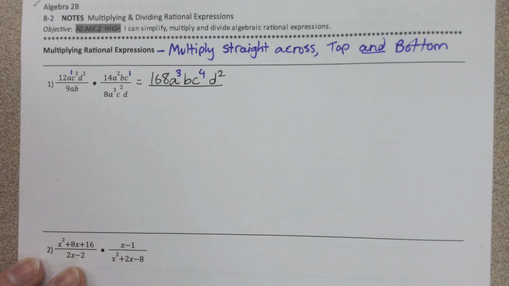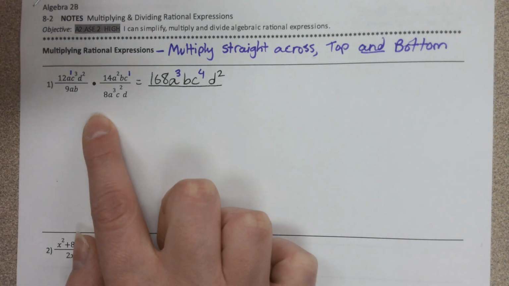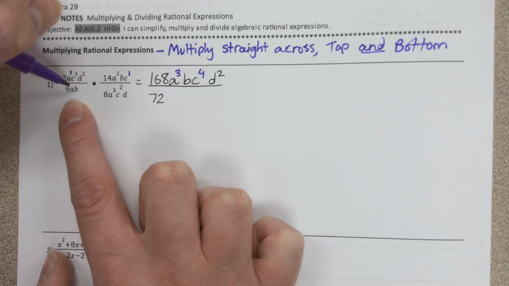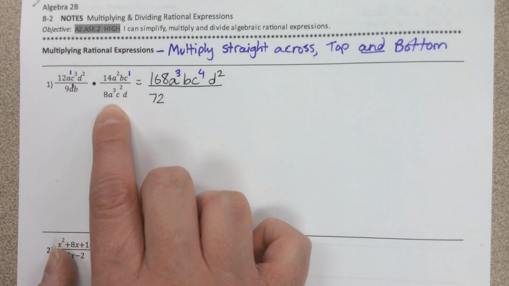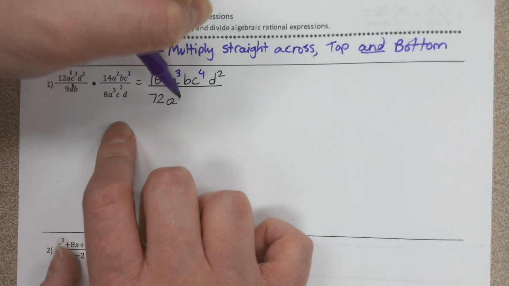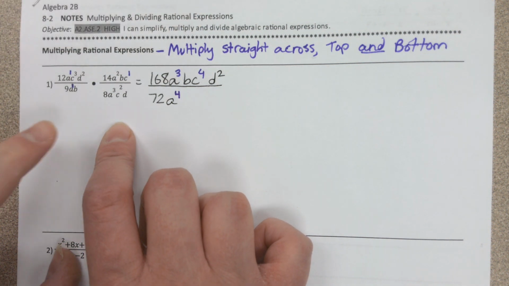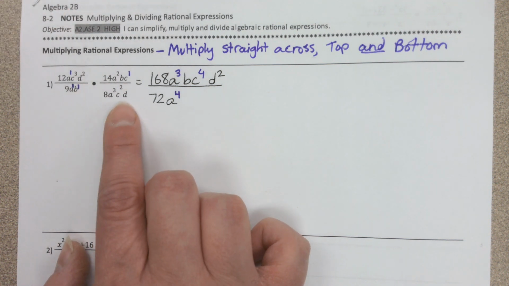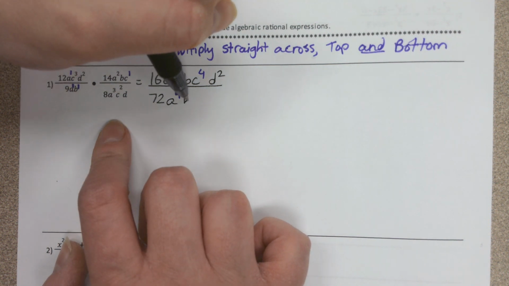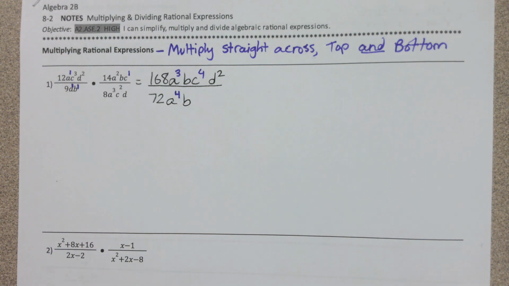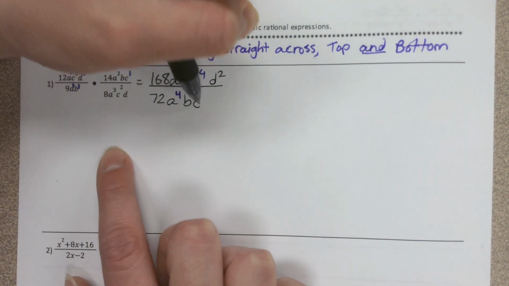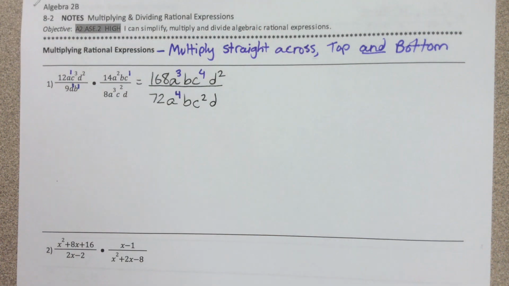Repeat that on the bottom. We have 9 times 8, that's 72. And then we have a to the first here, and a cubed, so a to the fourth. And then again, we have a b to the first, and no other b terms, so I'm just going to write that as b. And then we have c's and d's here, so we'll just copy them over. C squared d.